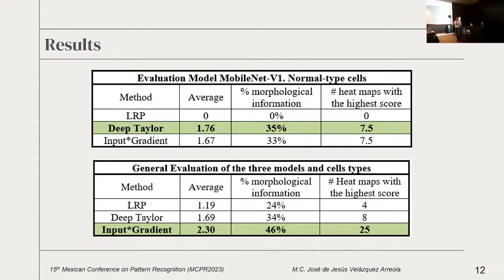And finally, we want to know what is the best method to generate heat maps. Comparing all models and the three cell types, the best method to generate heat maps is input gradient. And this is the average, equivalent to the morphological information present in the heat map, and the number of high scores evaluated.